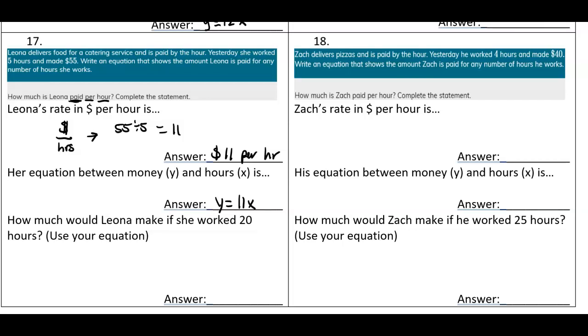And then how much would Leona make if she worked 20 hours? Use your equation. So y equals 11x. 20 hours. Remember, x is hours. You're just plugging in. So y is equal to 11 times 20 to figure out how much she makes for 20 hours. So when you get that, y is equal to 220. She makes $220 in 20 hours. Pause the video, do number 18.